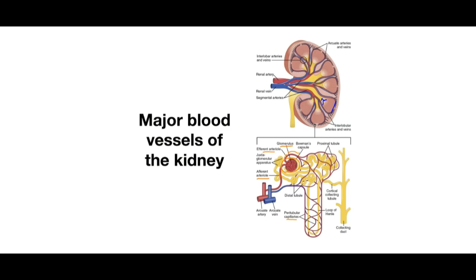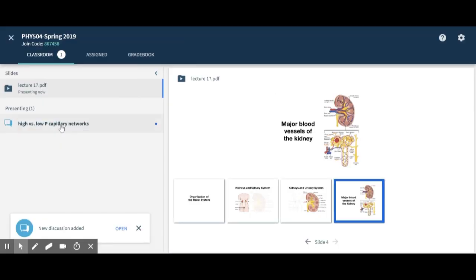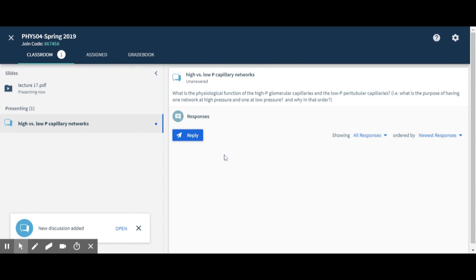Okay. So, we just mentioned that we had in series our two different types of capillary beds. Why do you think it's necessary to have them in series and have them in this particular order? One of them being at a high pressure, one of them being at a low pressure. The high pressure is coming first, the low pressure is coming second. Why does that matter?